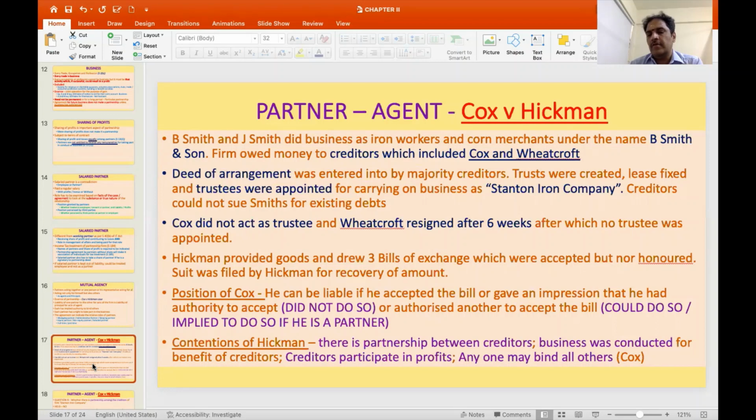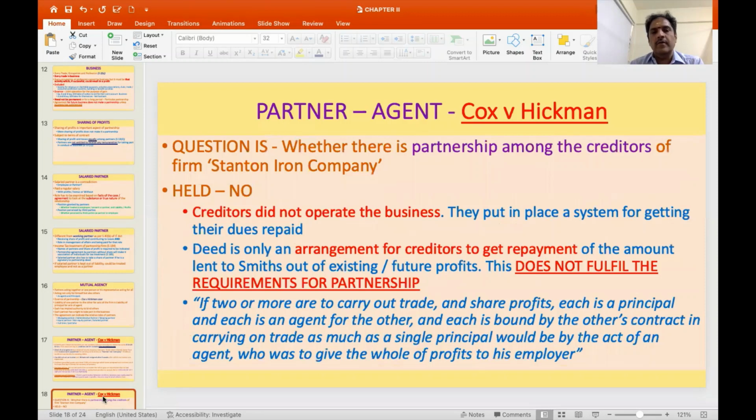They were running the business of Smith and Sons in the name of Stanton Iron Company. Then the creditors participated in profits. That is, whatever money is there, they used to be getting that. And anyone may bind all of the others. So they presumed that there is a mutual agency that existed between all these people. Then the question was whether there is a partnership among the creditors of the firm Stanton and Company.